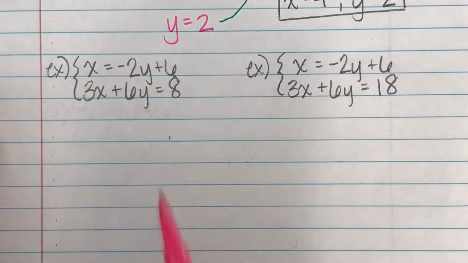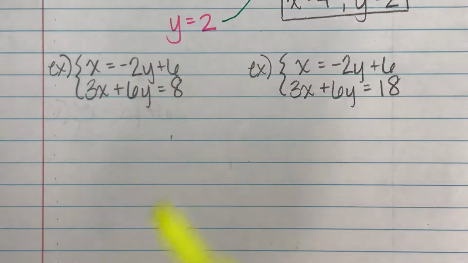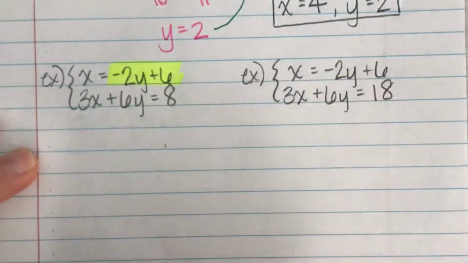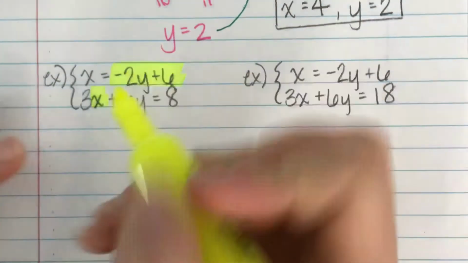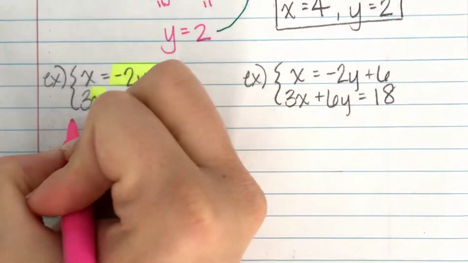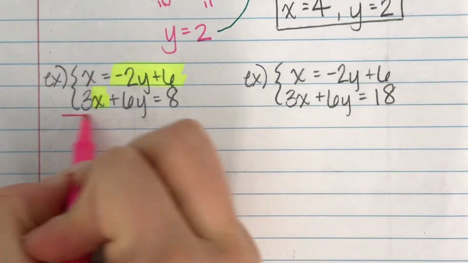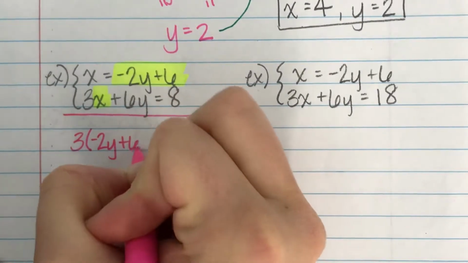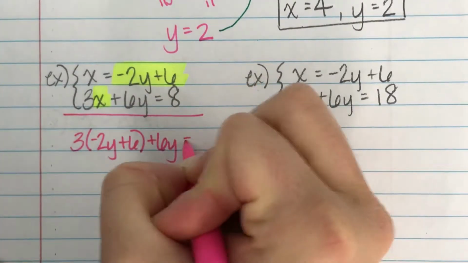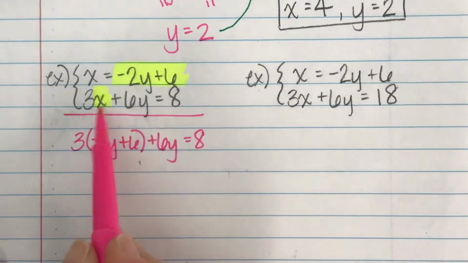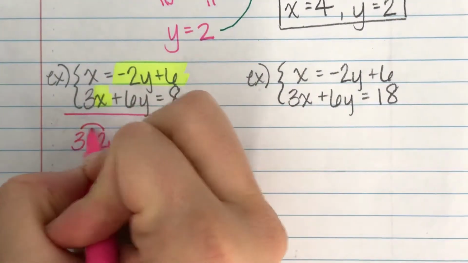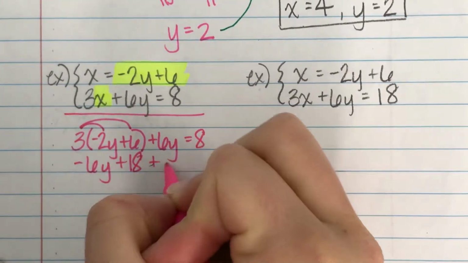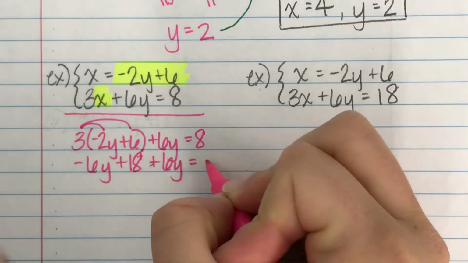So let's see. The good news is it is totally ready to substitute. So I'm going to take my equation here, negative 2y plus 6, and I'm going to plug it in for x. So this will turn into 3 times negative 2y plus 6 plus 6y equals 8. So it's the second equation just with x replaced. I'm going to distribute and get negative 6y plus 18 plus 6y equals 8.